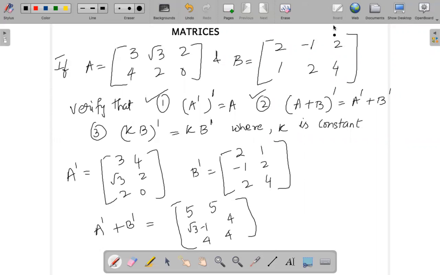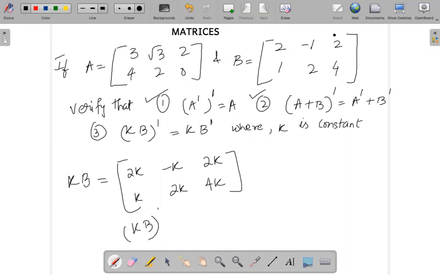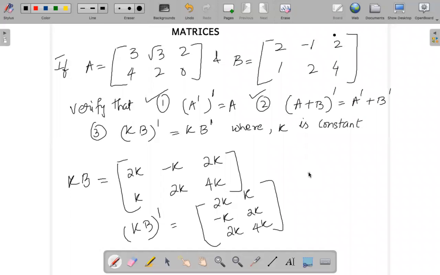Okay, so let us see the next one. We have to consider the third one. So let us first find what is k into B. Now we have found kB. Let us find kB whole prime, or the transpose of this. That would lead to kB transpose as this.